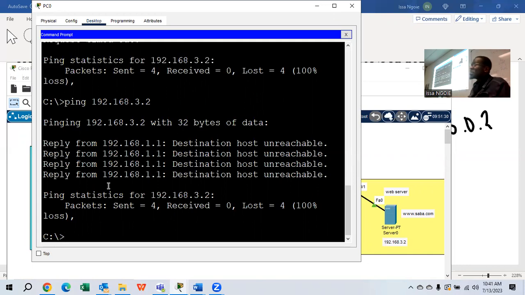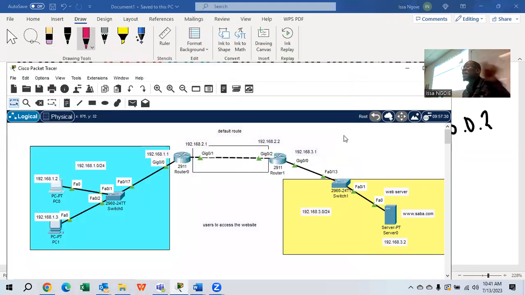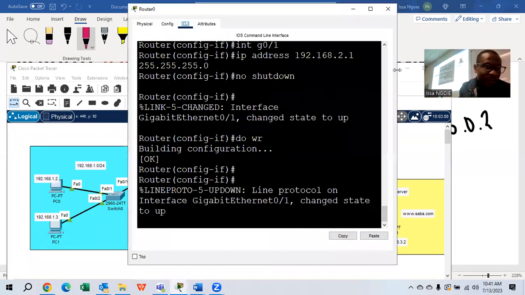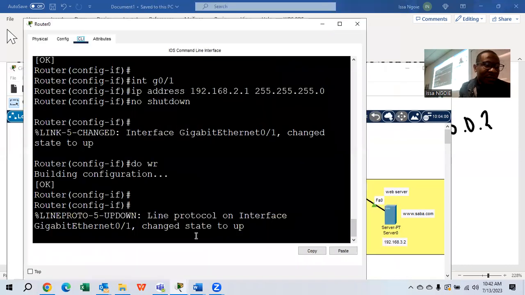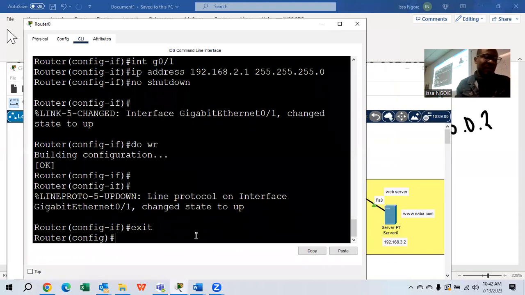Now we are going to teach our first router how to reach the server network, right? We have to tell the router, okay, for you to reach the yellow network, you are going to use the default route, right? Remember that default routes and static, the command is still the same, right? But first you exit.